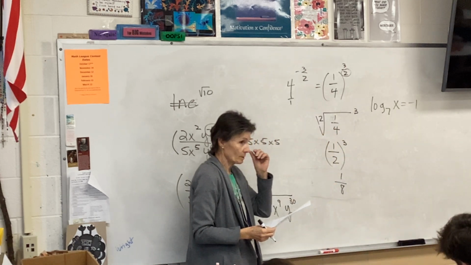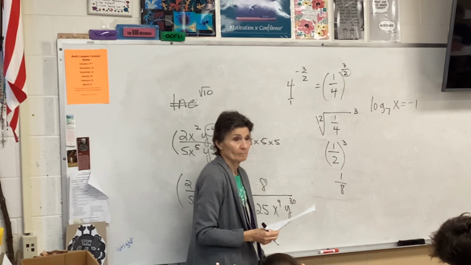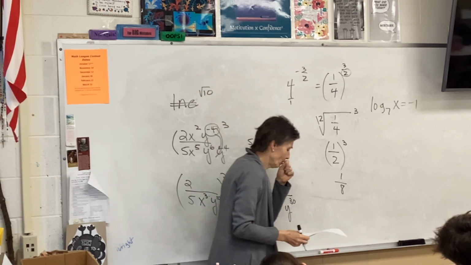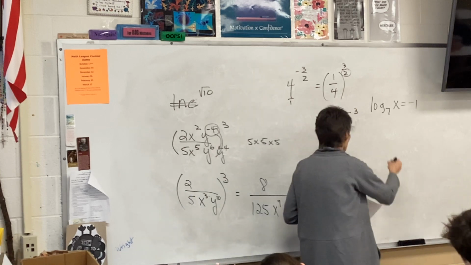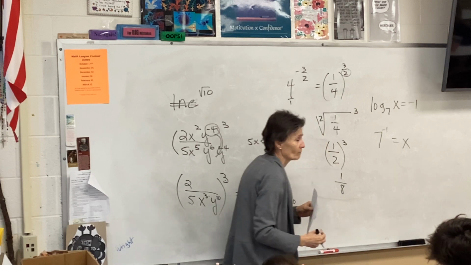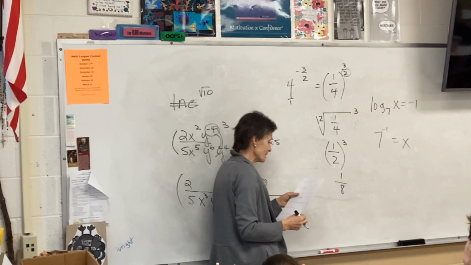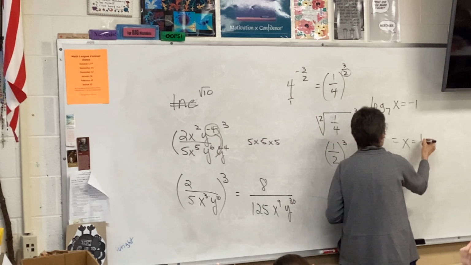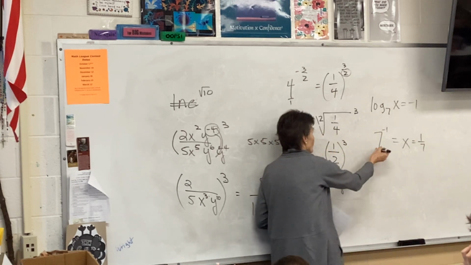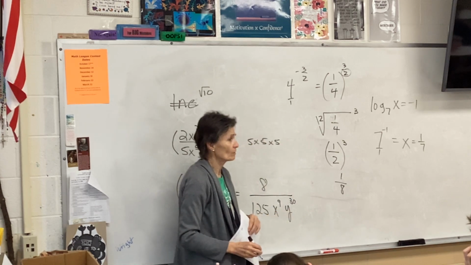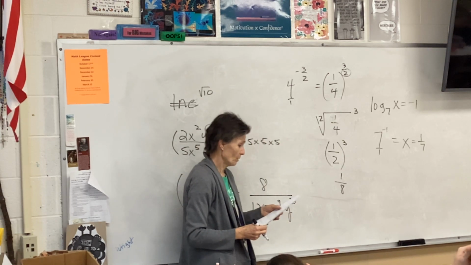How about the next one? Yep, 7 to the negative 1st equals x. We log roll it. What does 7 to the negative 1st mean? 1 over 7. Remember what negative exponents do? They flip you over. So 7 over 1 becomes 1 over 7.